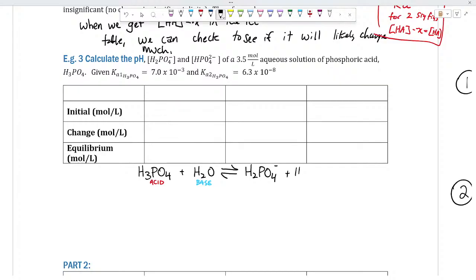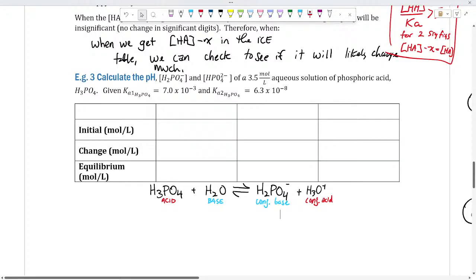So it will be H3O plus. We would now call this the conjugate. Nope, we'd call this the conjugate acid because it can now act as an acid. And we'd call this the conjugate base because it can act as a base. That's our first reaction. All right.